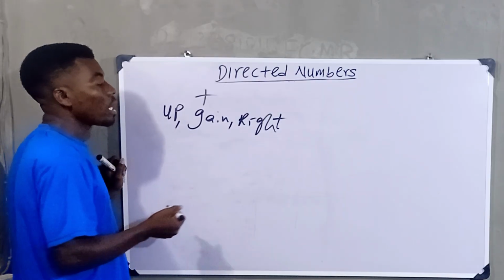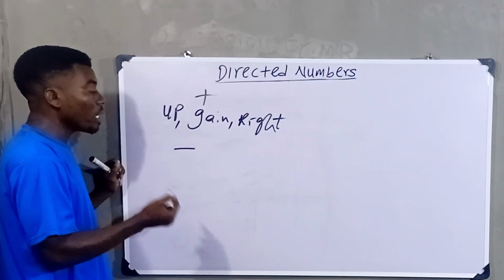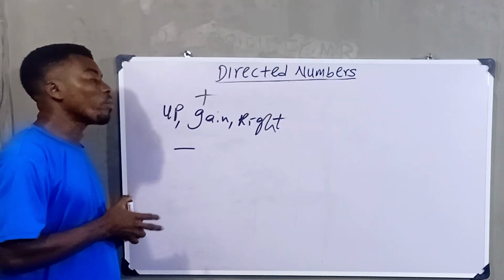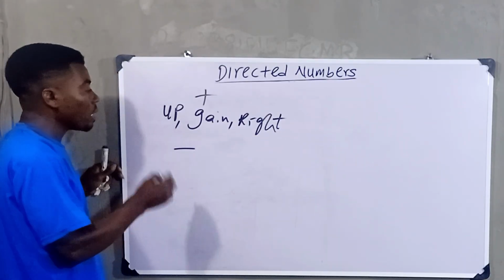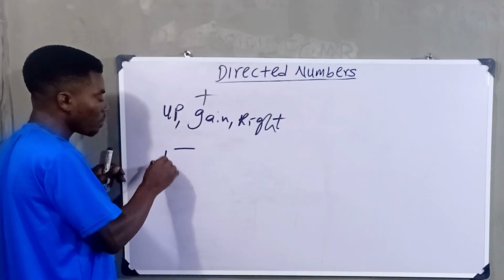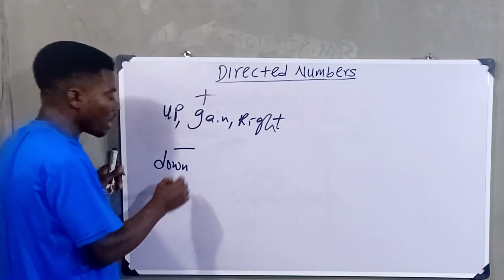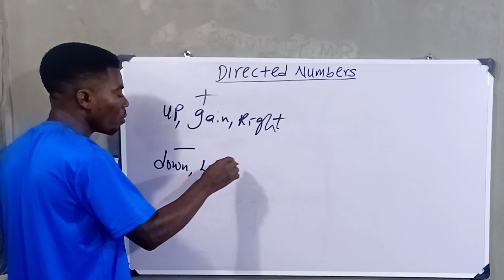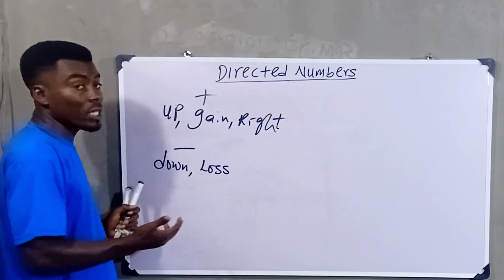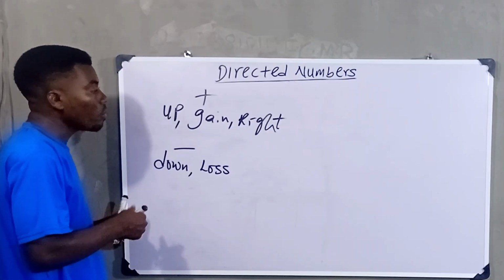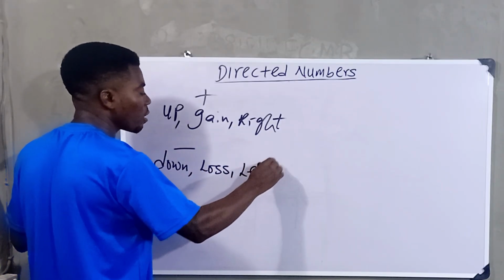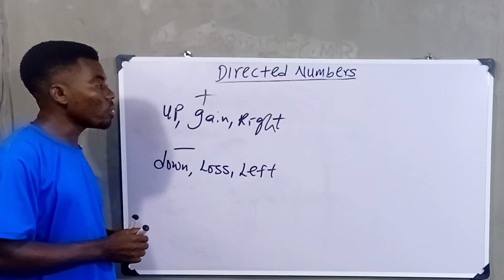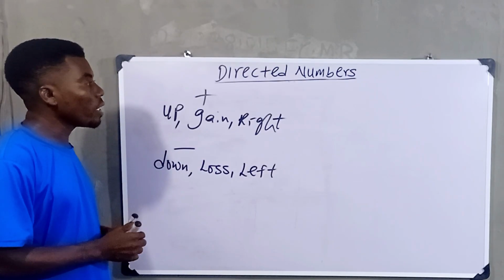And then looking at negative numbers. Negative numbers are numbers in the opposite direction to the positive numbers, and that is down. So numbers that are moving down. And then we also have loss. When you lose money in a business, that's negative, it's going down. And then left. Okay, so for proper understanding of this, we are going to use three different things.